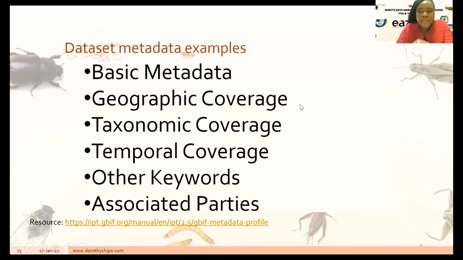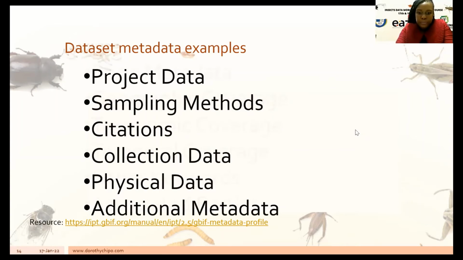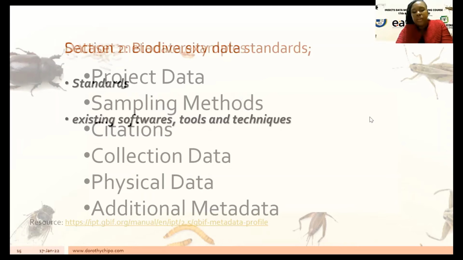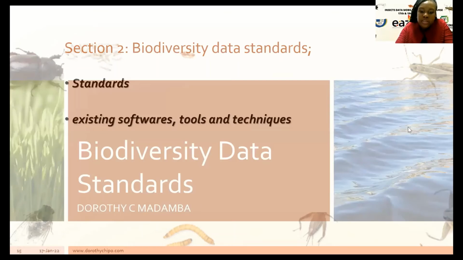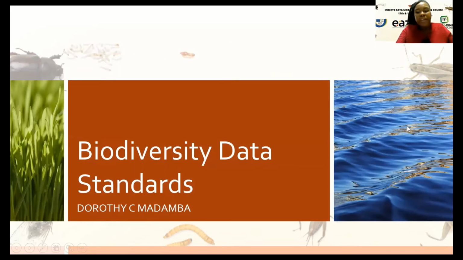For example, geographic coverage, you're talking about what area your data covers. It's not the actual data, but you're describing your data using other data. And this is the second set of 6, where you'll still be describing the methods that you use to collect your data and so on and so forth. So in this second section about biodiversity, I'll be talking about standards and also the existing software or tools.